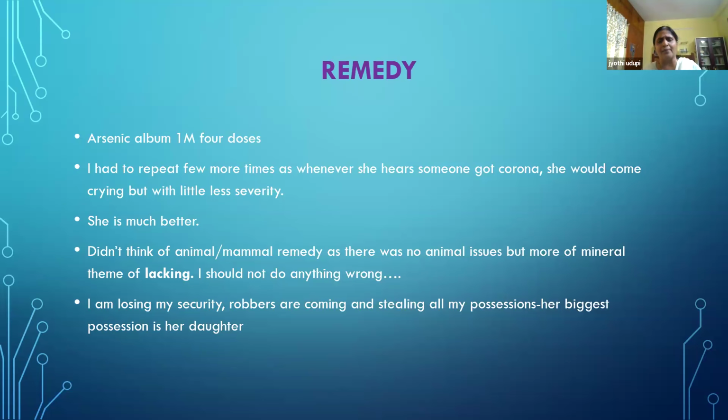I didn't think of animal or mammal remedies as there were no animal issues, but more of a mineral theme of lacking. I am lacking. If I make some mistake, my daughter may get COVID and she may die. And with so much prayers and treatment, I have got my daughter. So I don't want to lose my daughter. I am losing my security. Robbers, that is Corona, is coming and stealing all my possessions. Her biggest possession is her daughter.